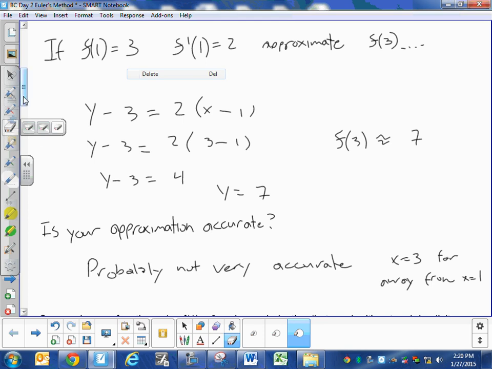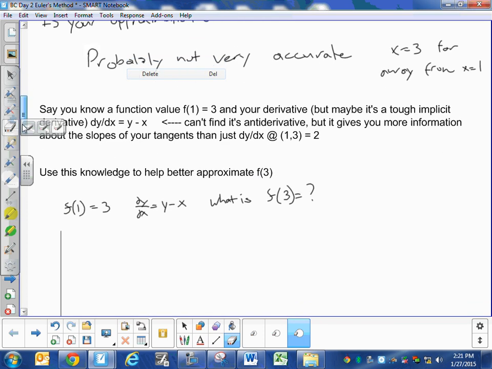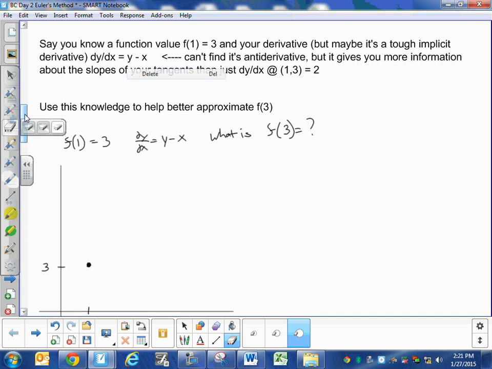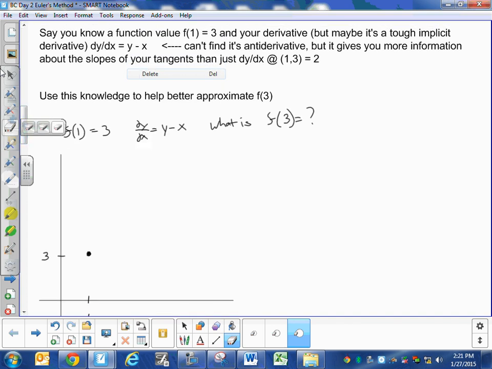Okay, well, we're going to have situations where we'll know a function value and we'll know a derivative. But your derivative is going to be tough. It's a tough derivative. It could be like an implicit derivative. Take this derivative, dy dx equals y minus x. That's something where we don't know right now how to take the antiderivatives of y minus x's. You won't ever find out how to do that.